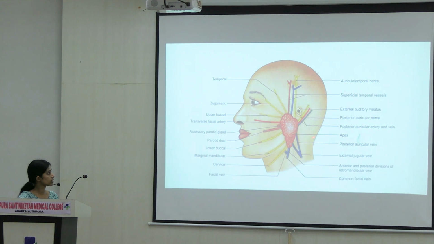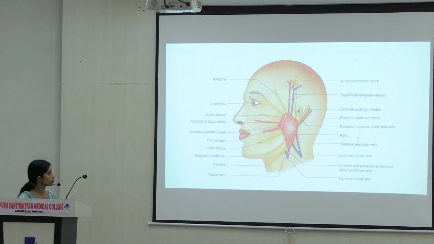You can see here, this is the structure which I have written here. This is your superficial surface, and this is the superior surface. This is posteromedial surface, and this is the anteromedial surface. This point is your apex, which is directed downwards, and this is the accessory parotid gland, and this is the parotid duct. On the apex region, it is related to your anterior division and posterior division of the retromandibular vein.